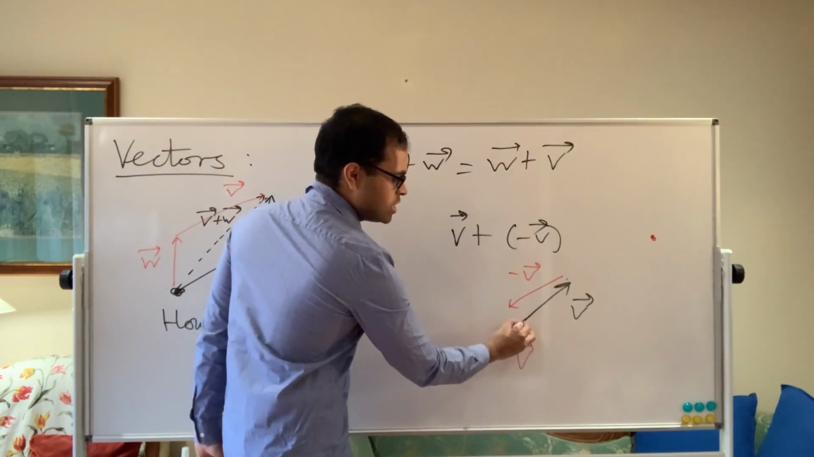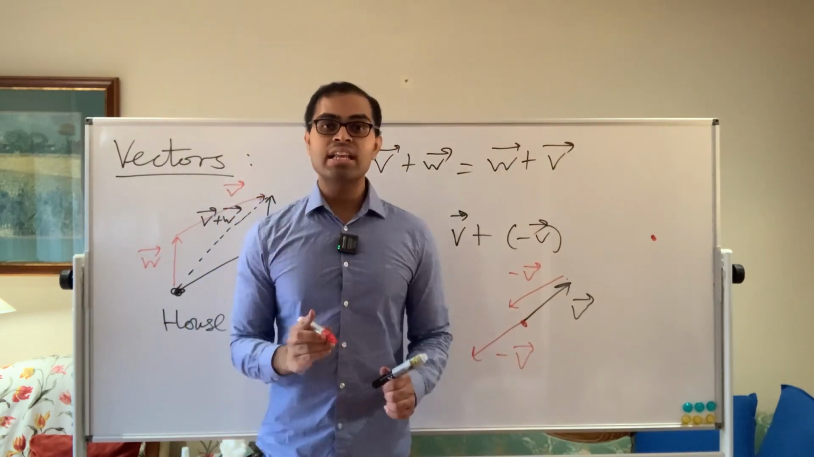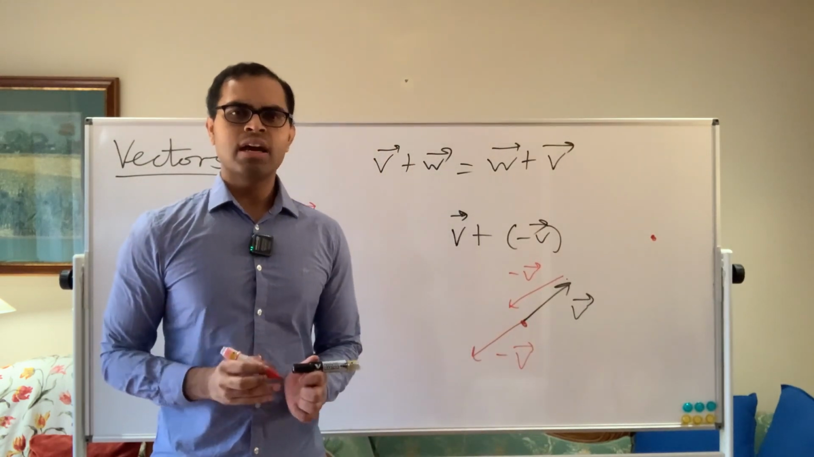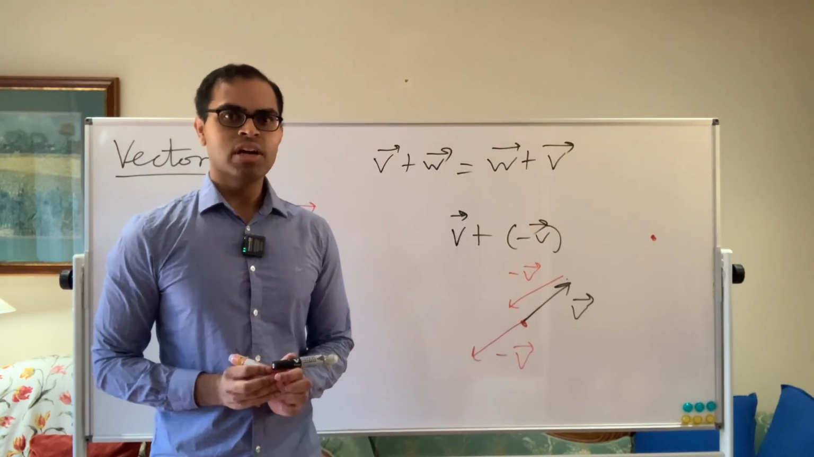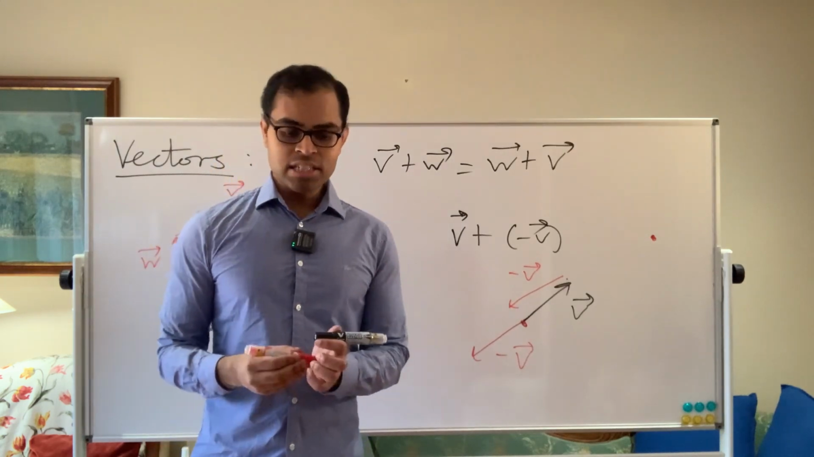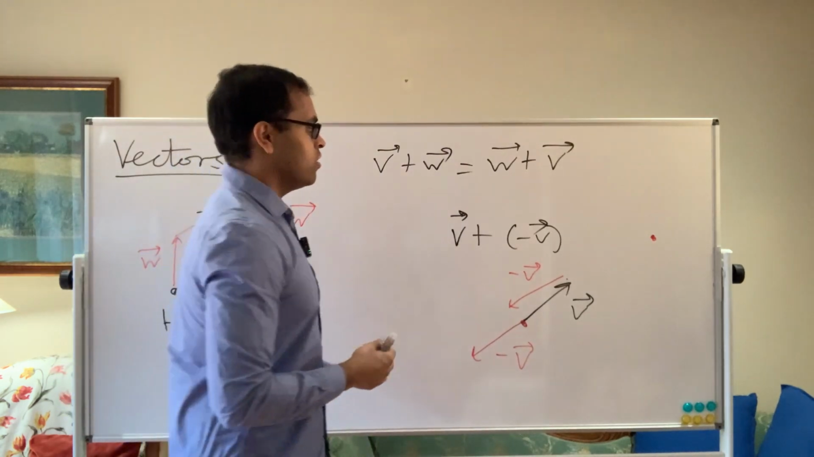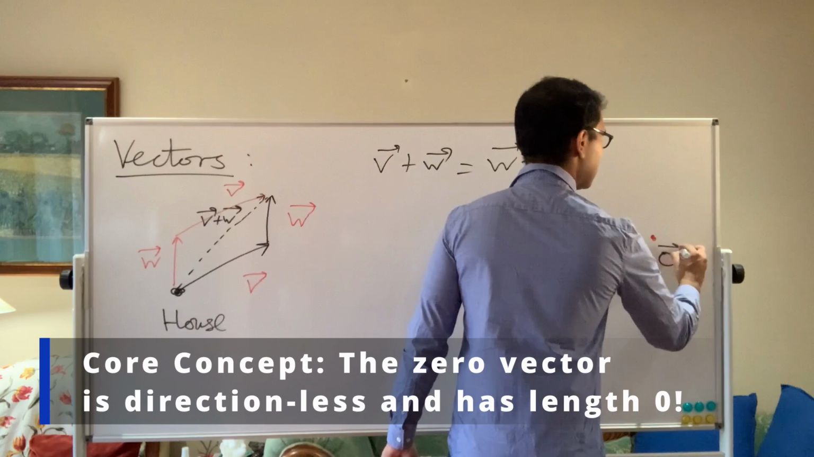You can draw it here as well. Just a single dot. It doesn't have any magnitude. It doesn't have any length. And it doesn't even have any direction. And this is a vector which is very special. We call it the zero vector. Okay, we call this the zero vector. We denote it by 0.